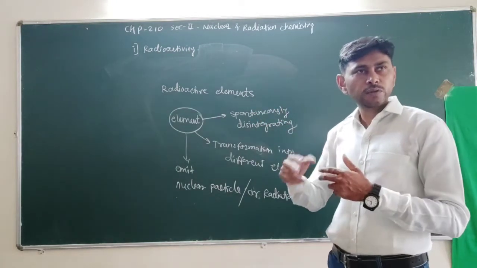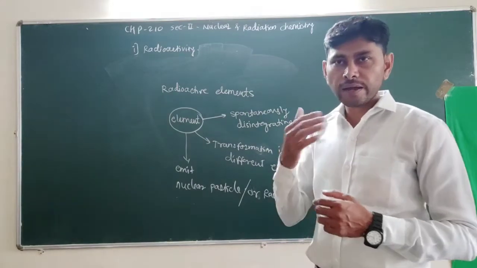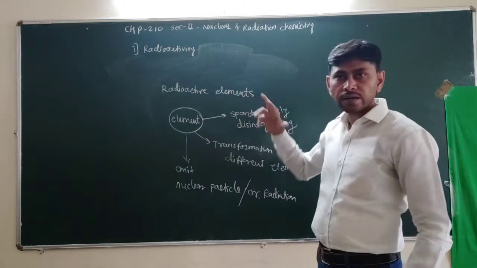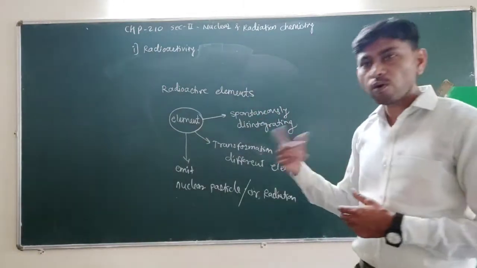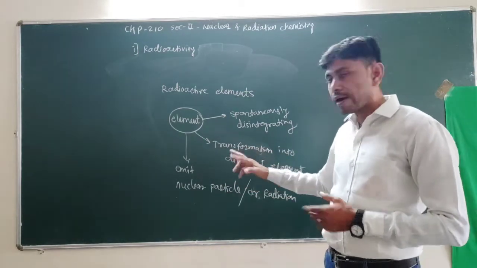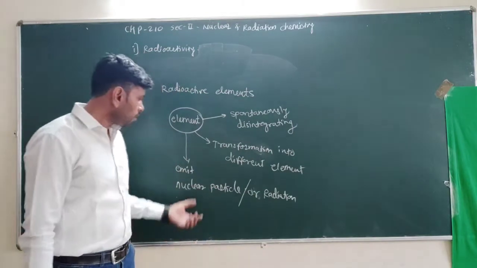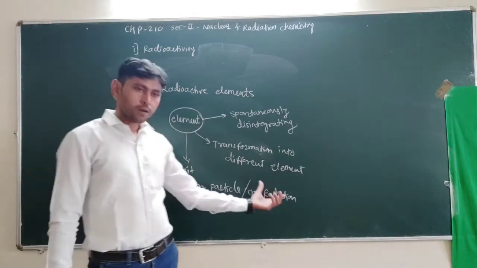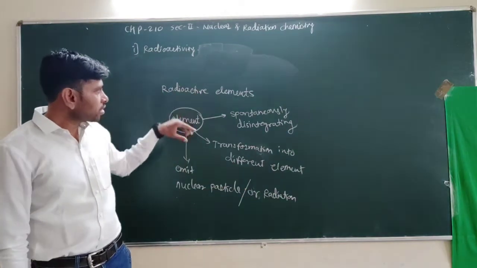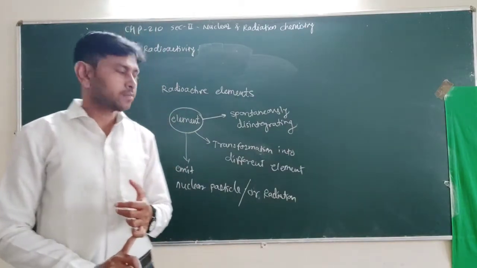Radioactive elements disintegrate continuously and spontaneously without the use of any external agency. They automatically, that is spontaneously, disintegrate. Due to this disintegration, they continuously transform into different elements, and in the process they emit some kind of radiation, some kind of particle. These are nuclear particles or nuclear radiation, or both at the same time. Such elements which follow all these criteria are called radioactive elements.